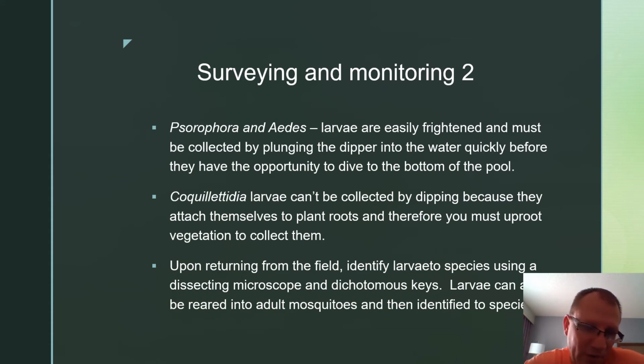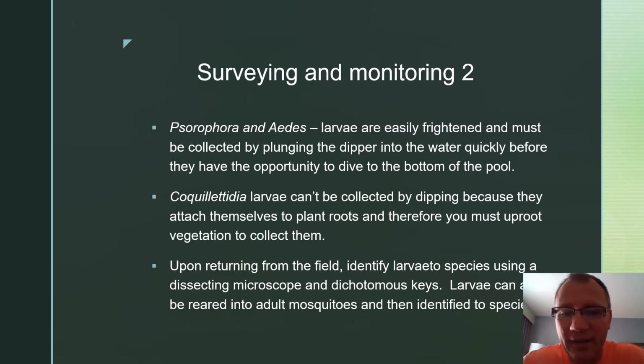Looking further into surveying and monitoring, Psorophora and Aedes larvae are easily frightened and must be collected by plunging the dipper into the water quickly before they have the opportunity to dive to the bottom of the pool. So for Psorophora and Aedes, you must collect them by plunging the dipper into the water quickly before they get to the bottom.